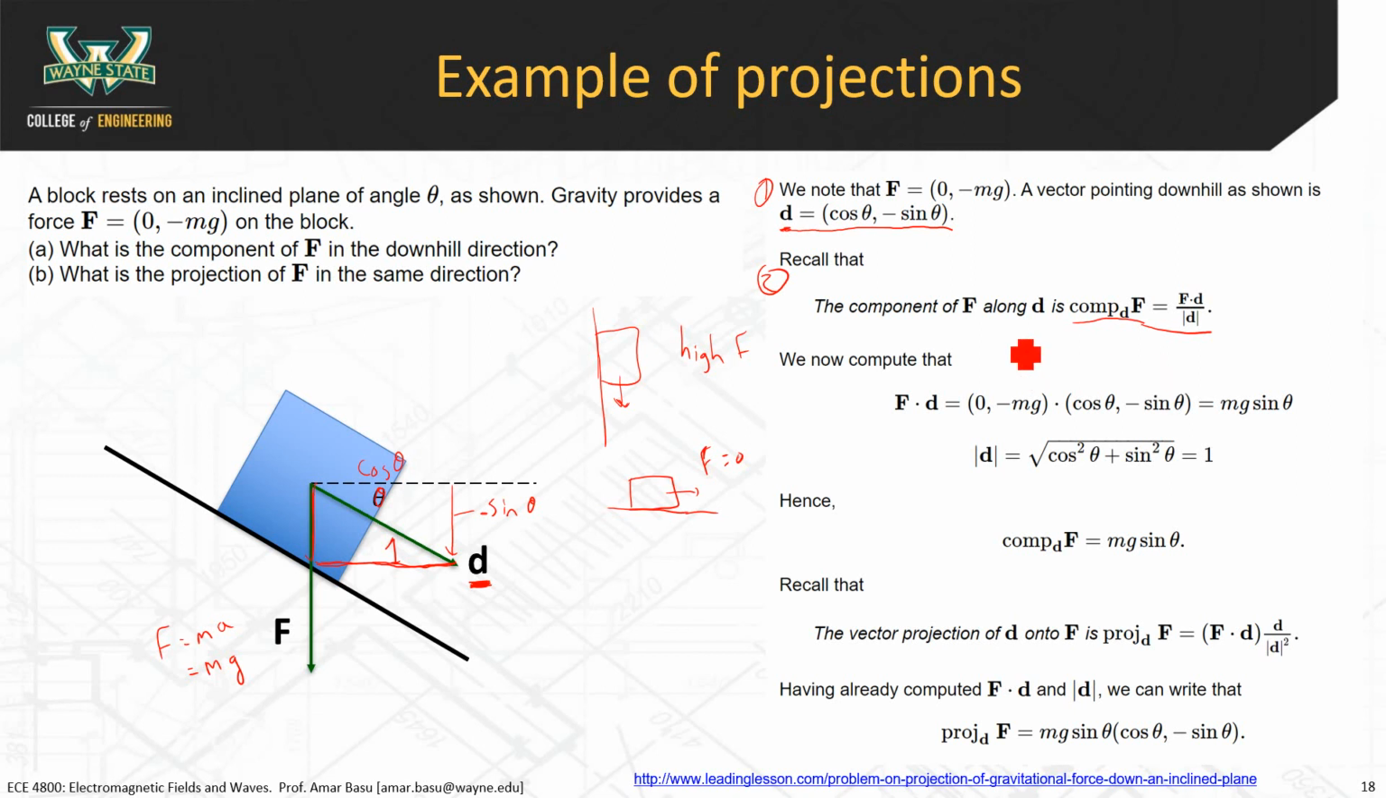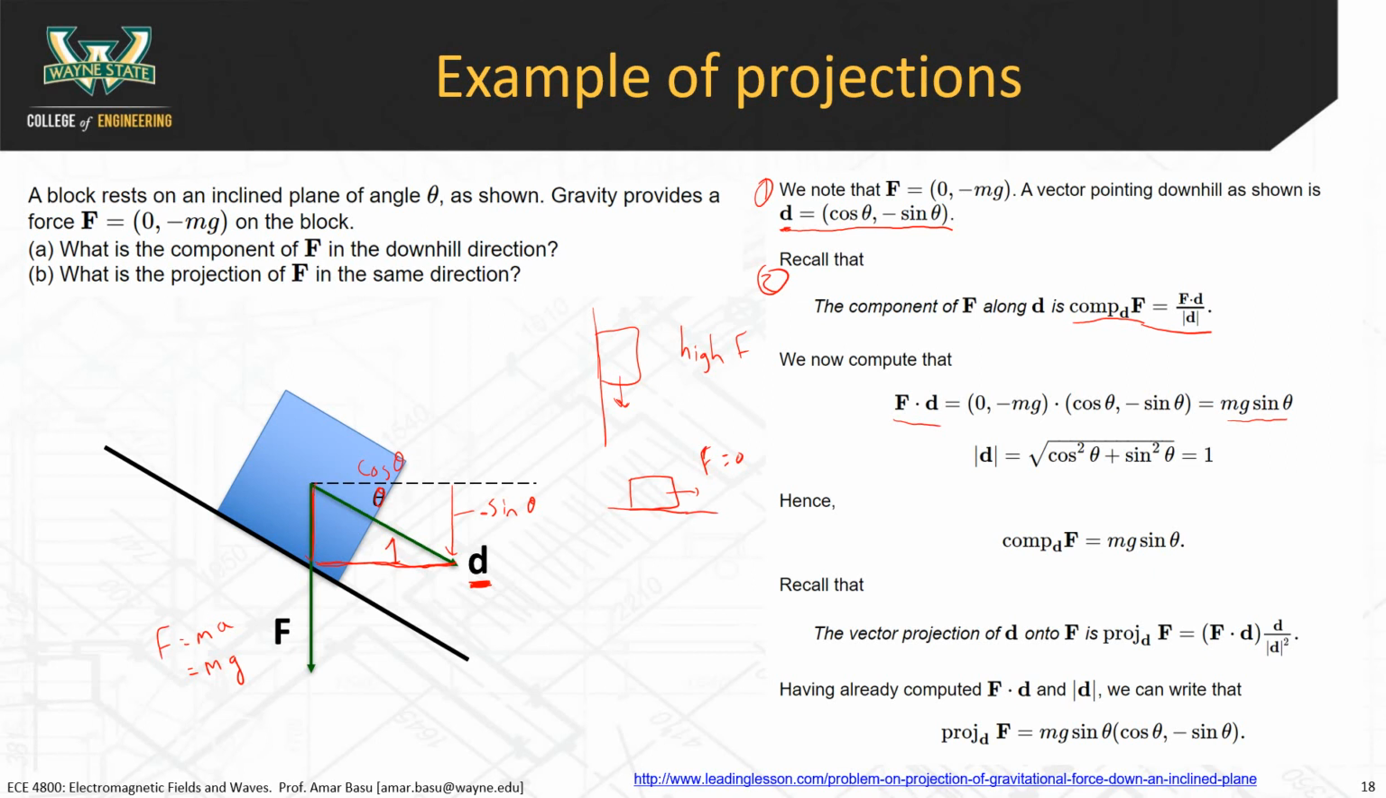So the component of F along D is equal to this. First we find the dot product here, F dot D is equal to (0, negative mg), the force of gravity, dotted with (cosine of theta, negative sine of theta), and that gives us mg sine of theta. All right, so that is the component of the gravitational force in the downhill direction. The magnitude of D we know is equal to 1. So we find that the component of F along D is mg sine of theta. Actually, this is all part of the same step.